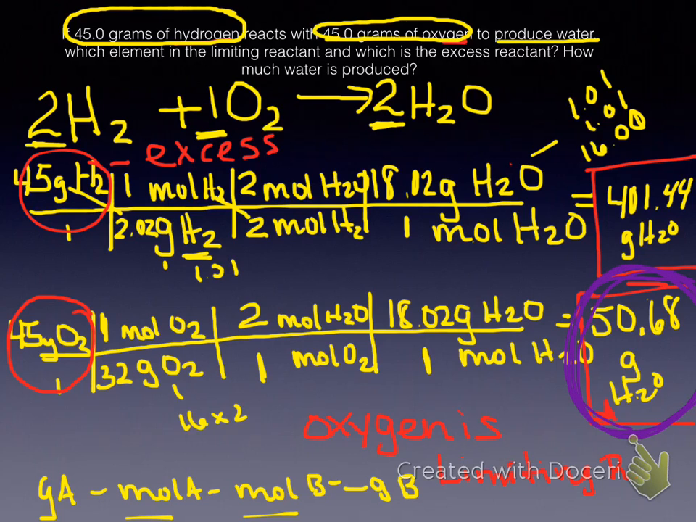So when you do a limiting reactant problem, the key is you're just setting up 2 gram-to-gram problems. You're comparing the final amount of the product formed. The lesser product formed tells you what the limiting reactant is. The other reactant is the excess.